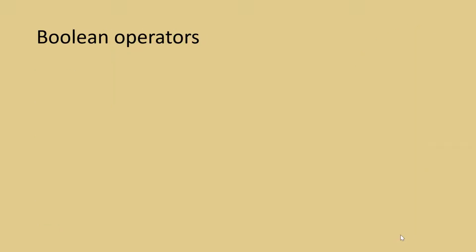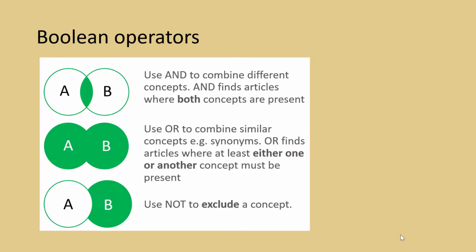So it may be that you are completely familiar with Boolean operators, but I'm just going to run through this in terms of searching within a library database. If we use the word and, we're going to combine different concepts. So in my example, if I search for security risk and digital personal assistant, the results will contain both concepts.